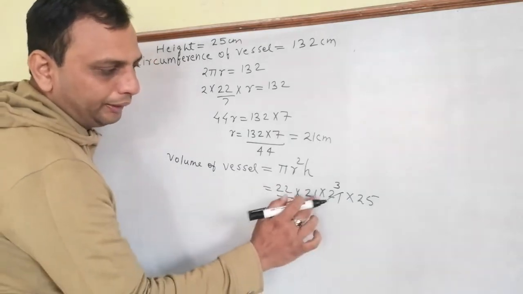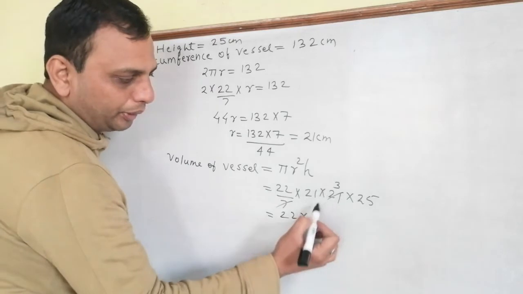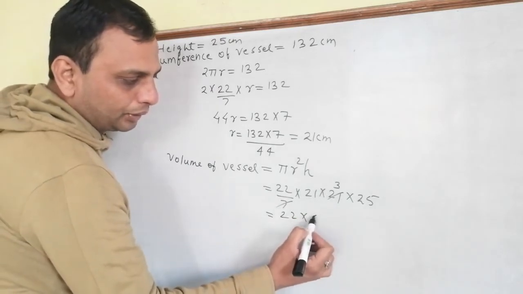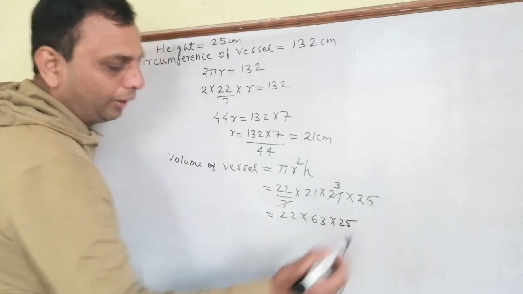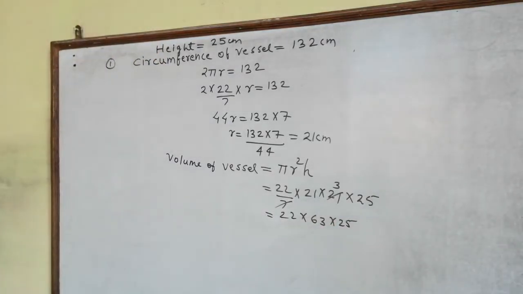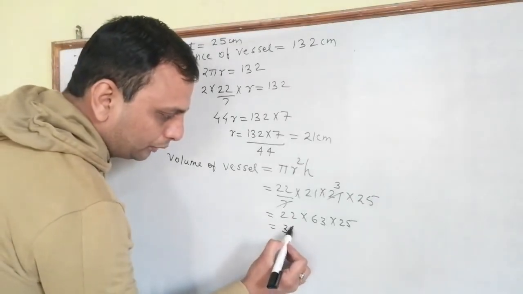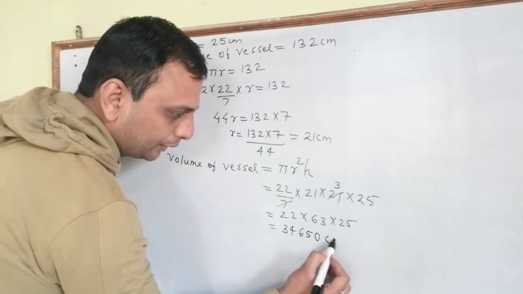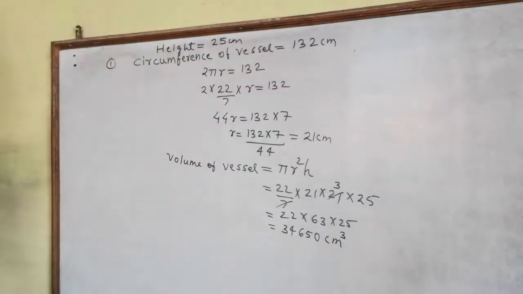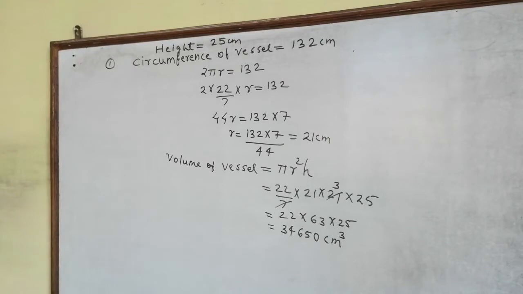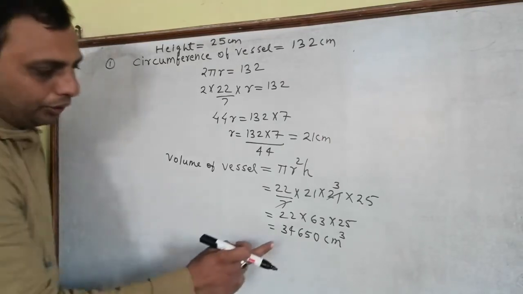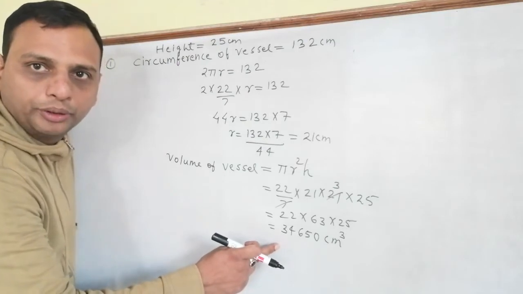Now 22 multiplied by 21 multiplied by 3, that is 63, multiplied by 25. We have to multiply 22, 63 and 25, and this answer will come in centimeter cube. On calculation we get 34,650 centimeter cube.